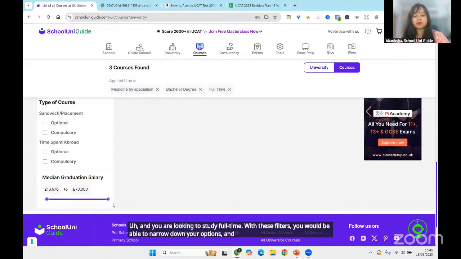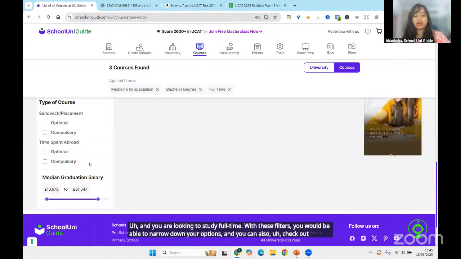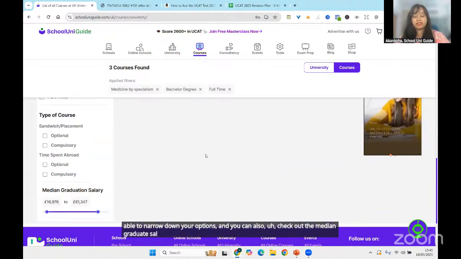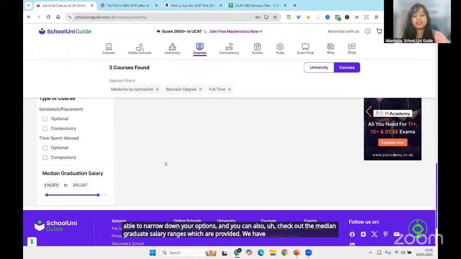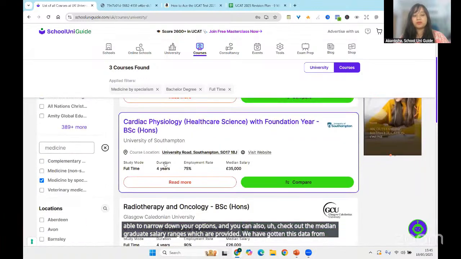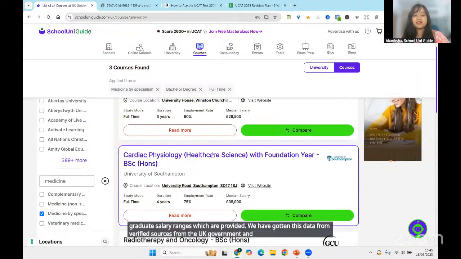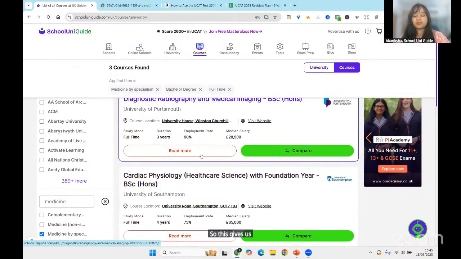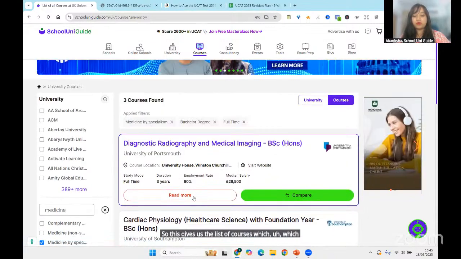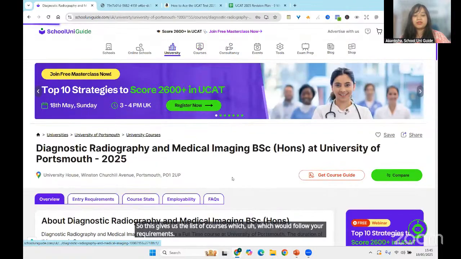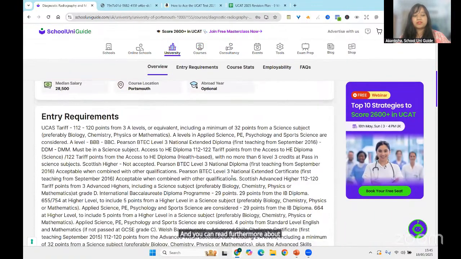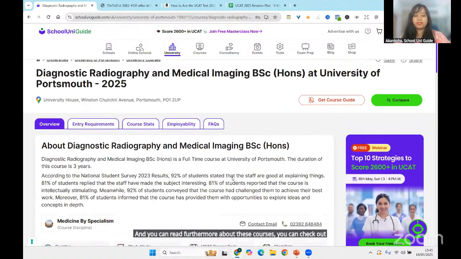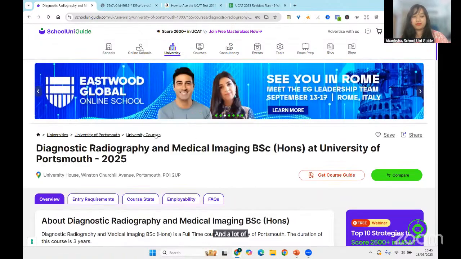And you can also check out the median graduate salary ranges which are provided. We have gotten this data from verified sources from the UK government and universities. So this gives us the list of courses which would follow your requirements. And you can read furthermore about these courses. You can check out their entry requirements and a lot of other information.